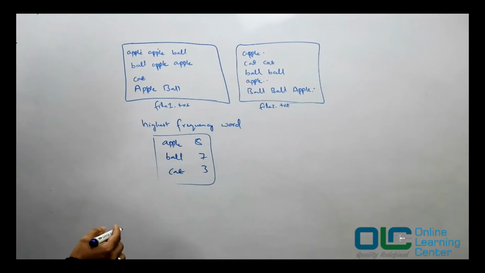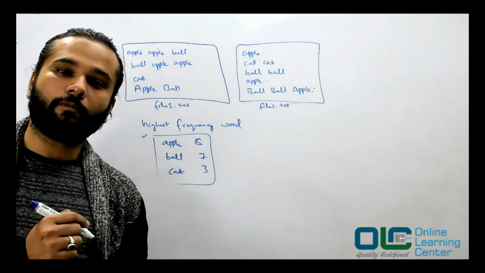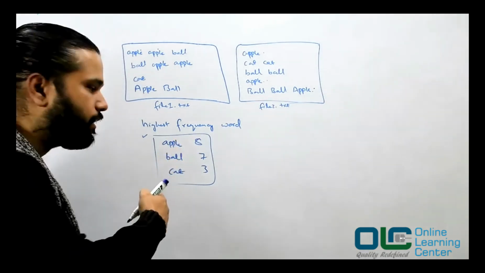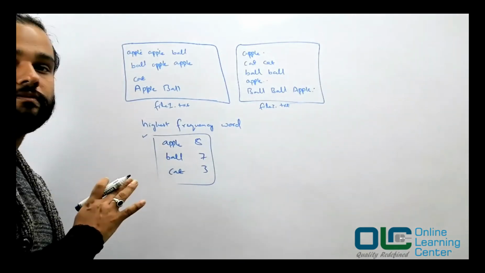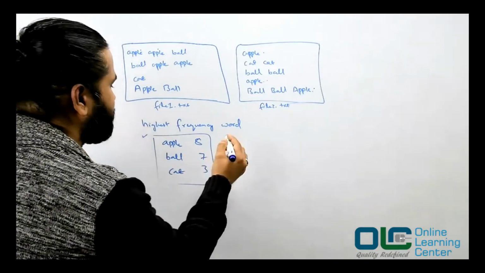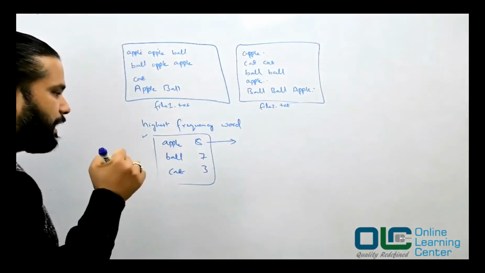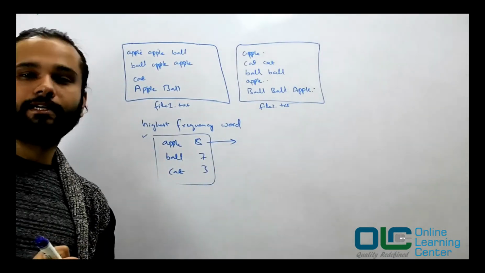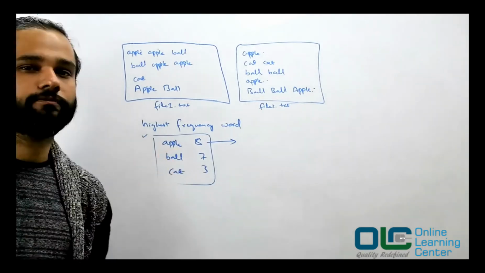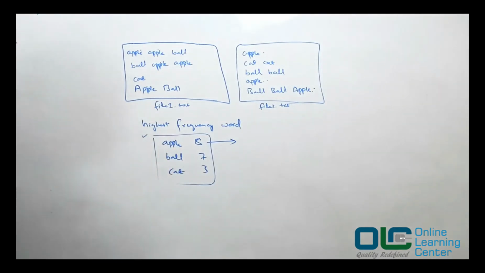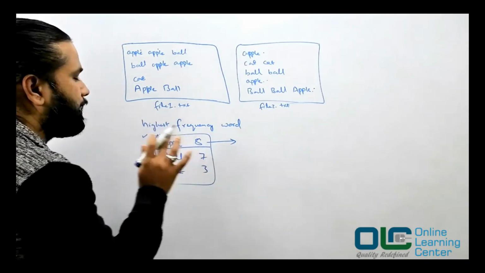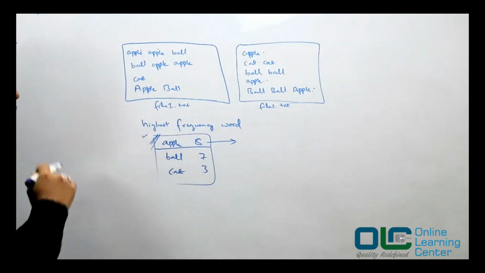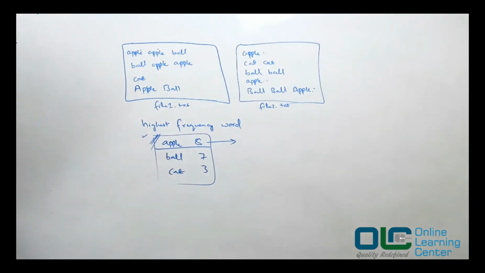Now if I ask you to give me this output, don't you think I'm asking you to solve the word count problem? How many apples, how many balls, how many cats. But my problem statement is not this. I want you to tell me which word has the highest frequency. This is different now. I want you to find out that apple has the highest frequency out of all of this. So this is one problem statement, very simple actually.